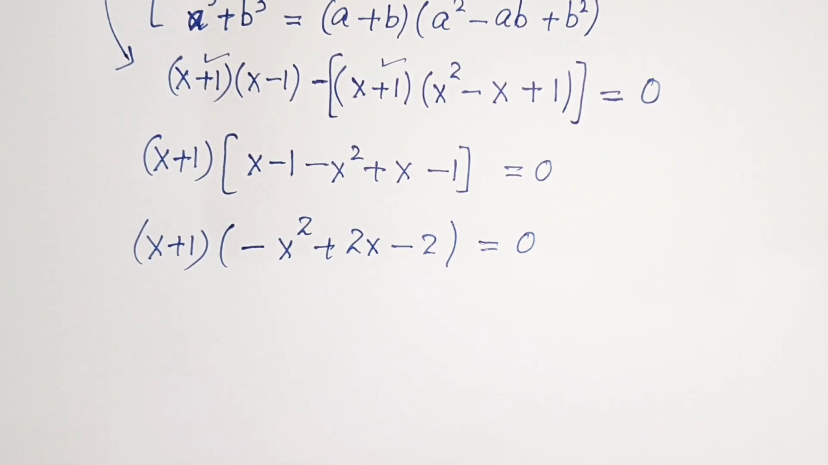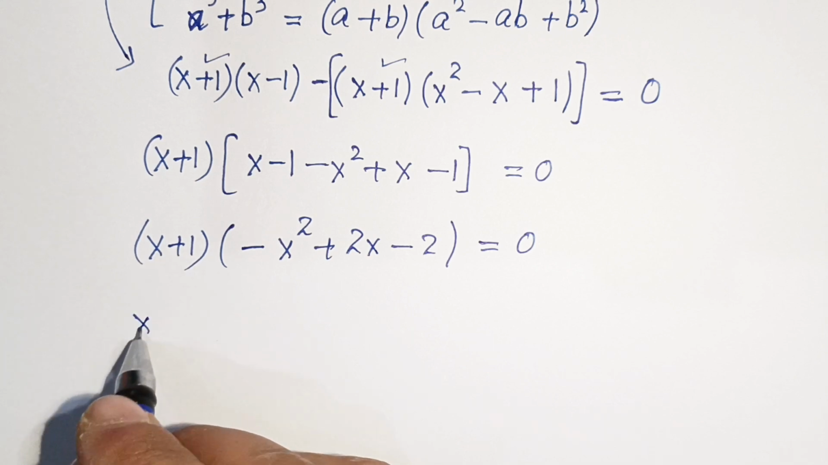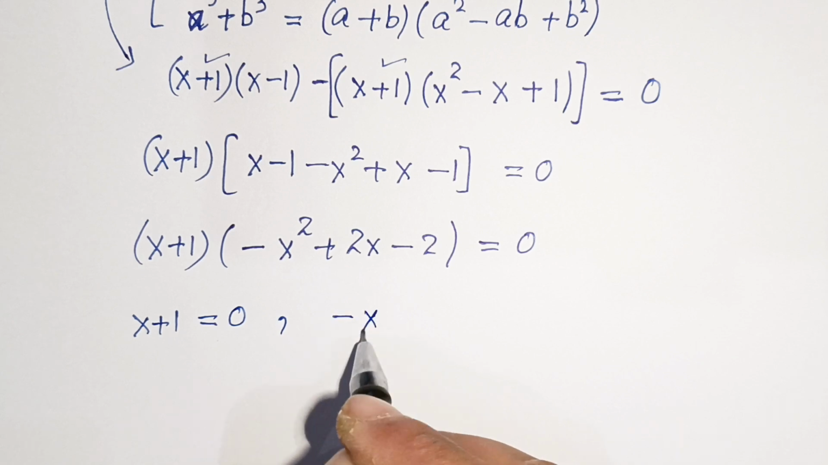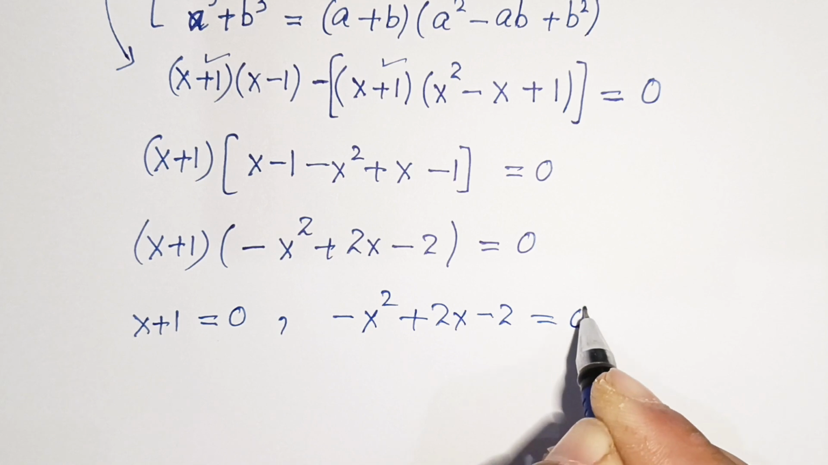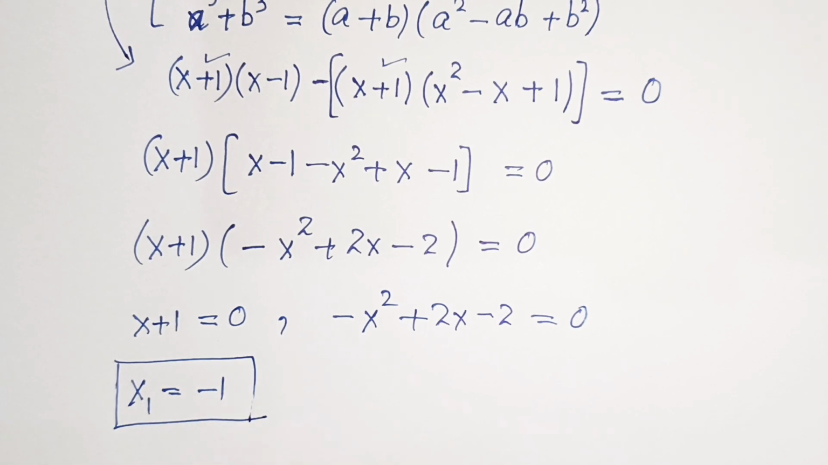Now here we have two possible cases: this first factor, first parenthesis, that is x plus 1 is equal to 0, and also minus x squared plus 2 times x minus 2 is equal to 0. So if we see our first equation here, x is equal to, shifting plus 1, we get minus 1. So x1 is minus 1, it is our first value of x, and we also see that it is a real solution.